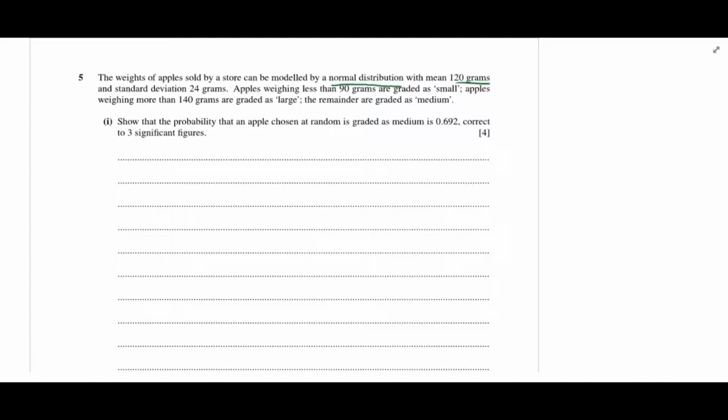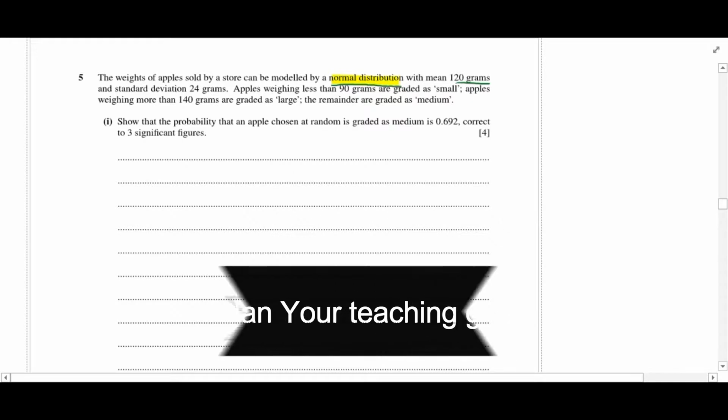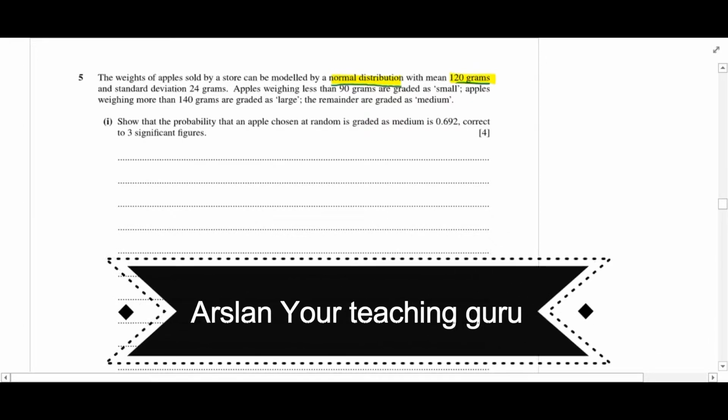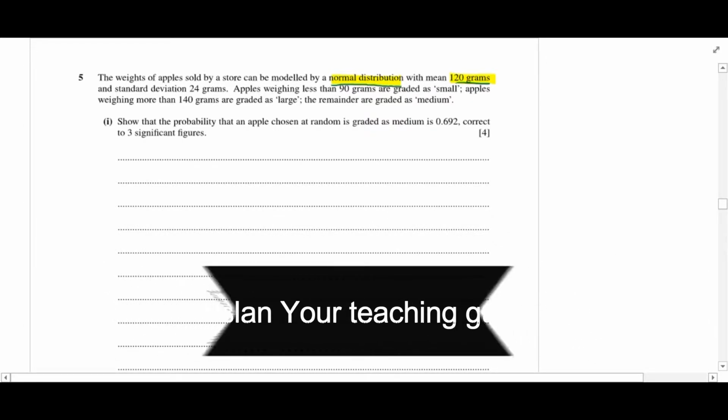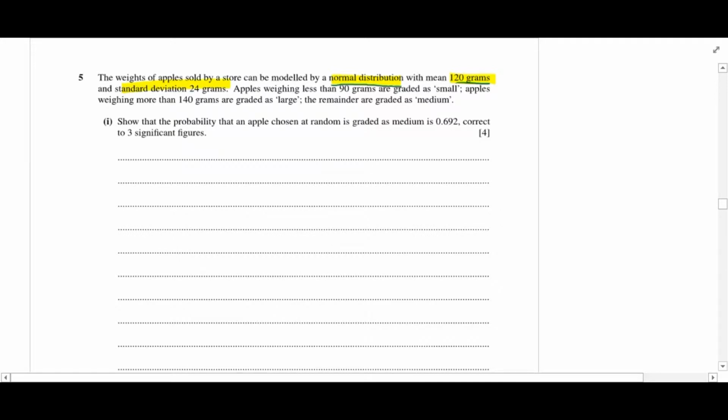Okay, in this question, we are given that the weight of the apples is normally distributed with mean 120 grams and standard deviation 24 grams. Apples weighing less than 90 grams are graded small and those weighing more than 140 grams are graded large. The remainder are medium.